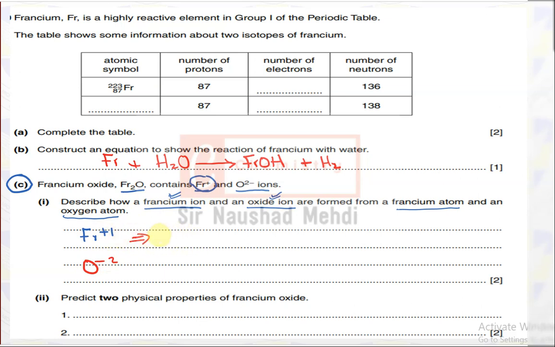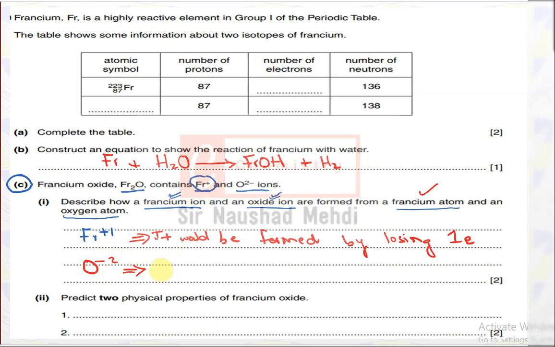So how would the francium ion be formed? It would be formed by losing one electron. If the francium atom loses one electron, it would get a +1 charge and become a cation. Similarly, you can see oxygen has a charge of -2.